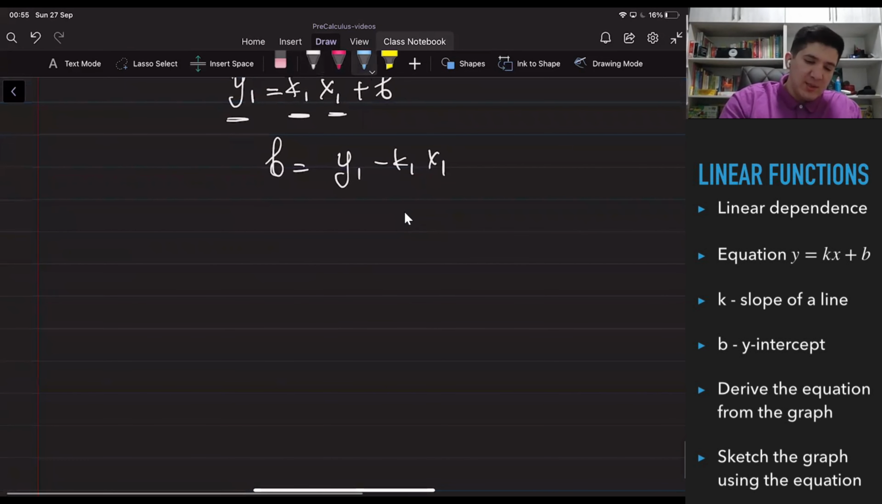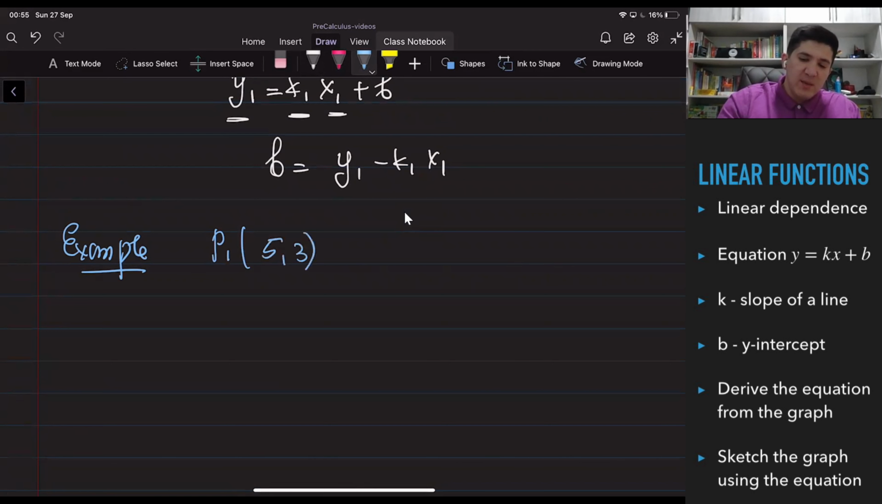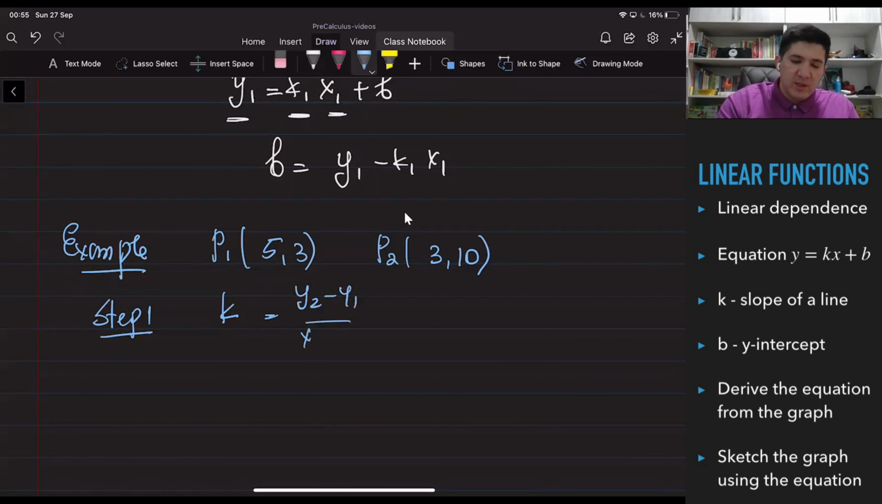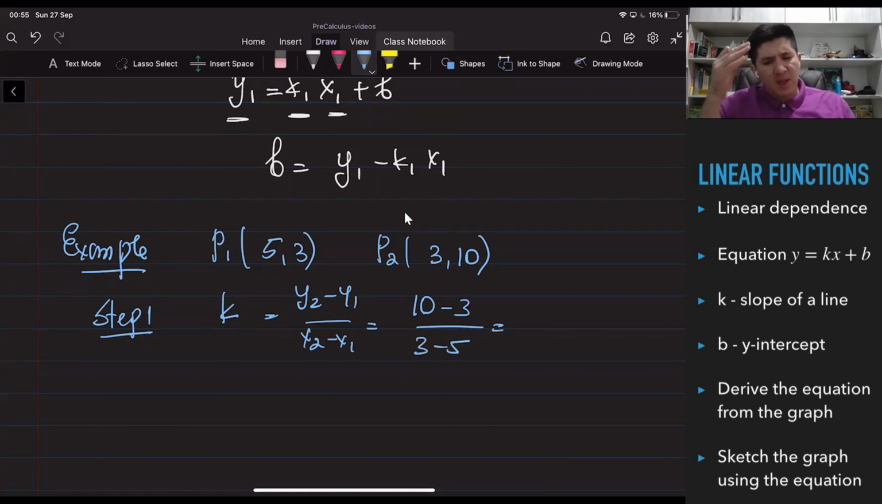So let's do an example again. Let's say we're given 2 points, P1 with the coordinates 5 and 3, and P2 with the coordinates 3 and 10, okay? I need to find a line which passes through these 2 points. So step number 1, find the value of k, which is y2 minus y1 divided by x2 minus x1. So y2 is 10 minus 3, divided by x2 which is 3 minus 5. So you see that the k is going to be negative. It's going to be minus 7 over 2.